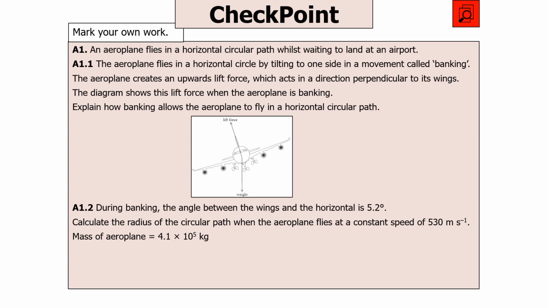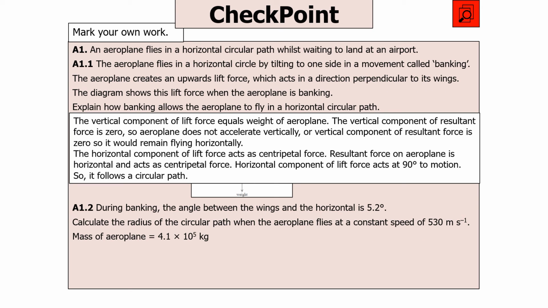So pause the video now, then unpause the video when you want to go through your answer. Right, what you've got to remember is the vertical component of lift will equal the weight of the aeroplane, because it's overall in equilibrium. So the two vertical forces will balance. So the vertical component of the resultant force is 0, because the aeroplane isn't accelerating vertically. It's not accelerating up or down. So therefore it will remain flying horizontally.